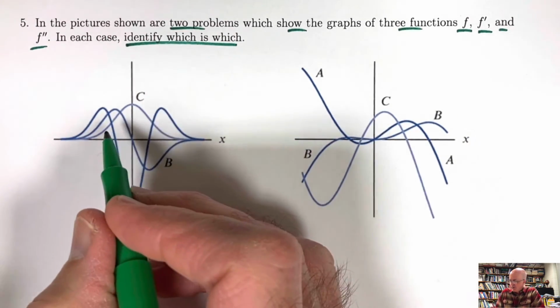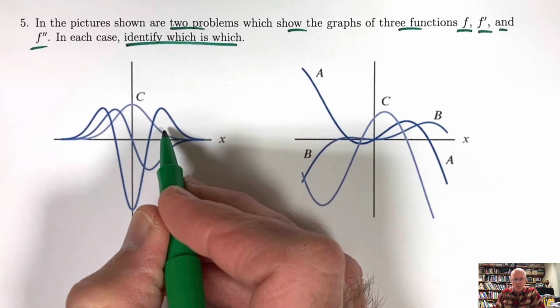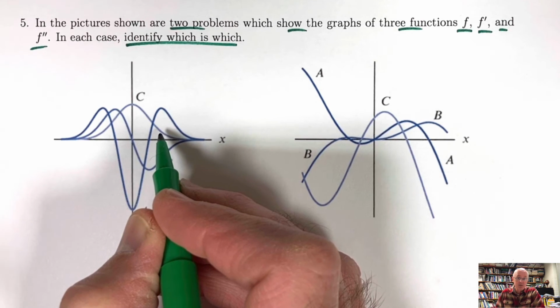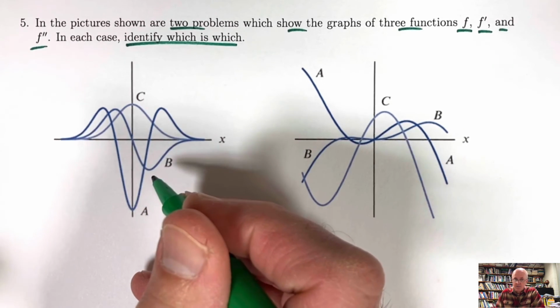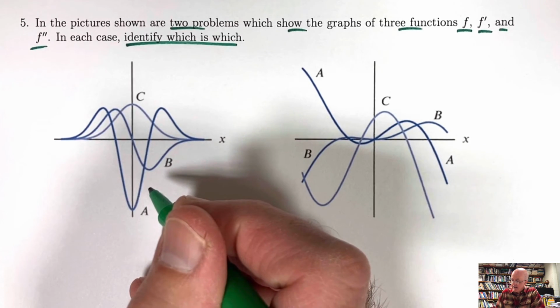And so what you could do is start with one of these graphs, like maybe I start with the C graph, this bell-shaped curve, and I could ask, what does its derivative look like? And is it either option A or option B? And if it is one of those, then you're lucky. That is going to be the derivative of C.